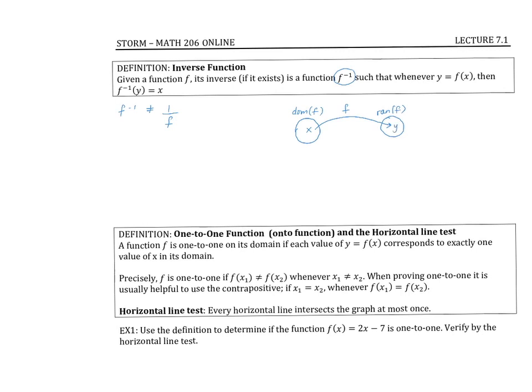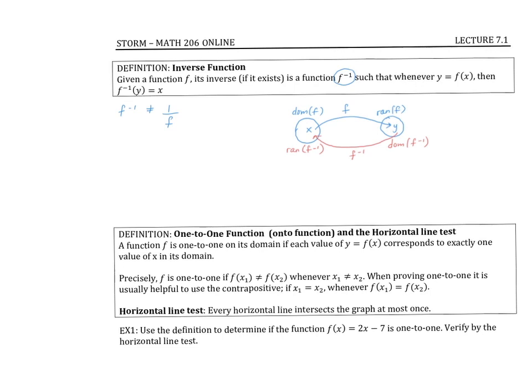So what an inverse function does, if it exists, is it's going to take that y value and give back the original x value. So since we're putting the y value into our inverse function, the range of our function becomes the domain of our inverse function. And the domain of our function is now the range of our inverse function.